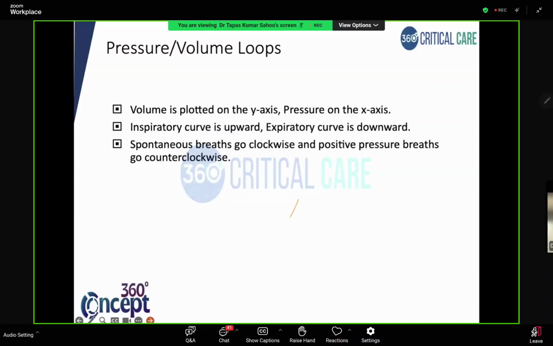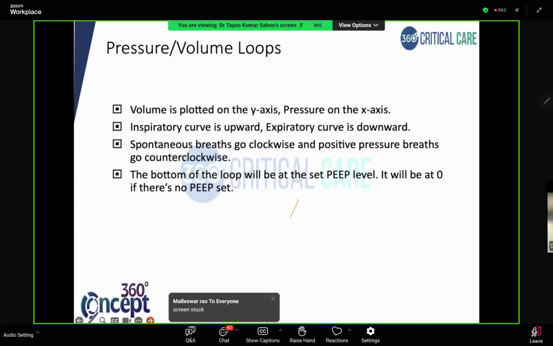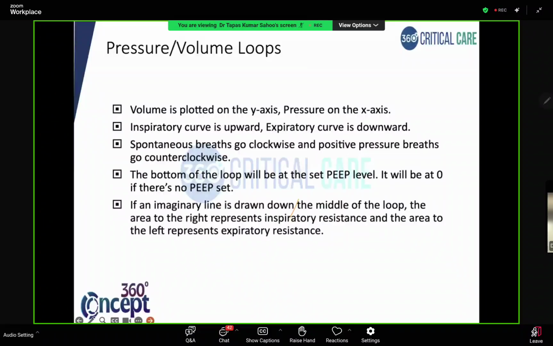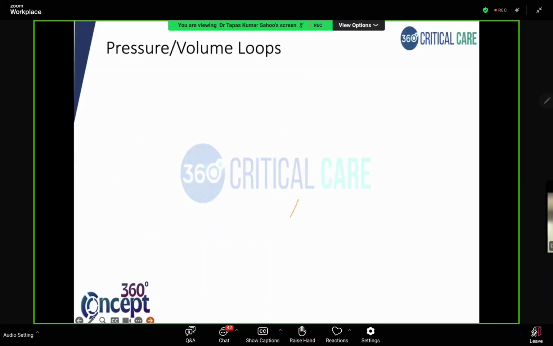Now, spontaneous breaths go clockwise and positive pressure breaths go counterclockwise. That is again one of the important things. So clockwise, you will see it is a spontaneous breath, but with positive pressure it goes anticlockwise. Now, the bottom of the loop will be at the set PEEP. PEEP would be the first initiating point, and it will be 0 if you are not setting any PEEP. If an imaginary line is drawn down the middle of the loop, the area to the right represents the inspiratory resistance, and the area to the left represents the expiratory resistance.